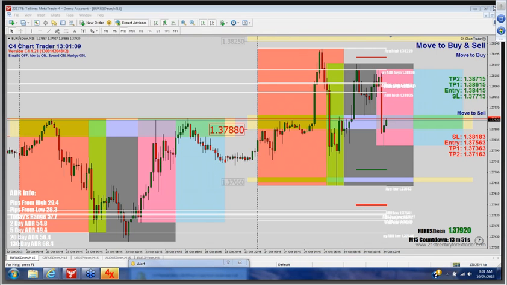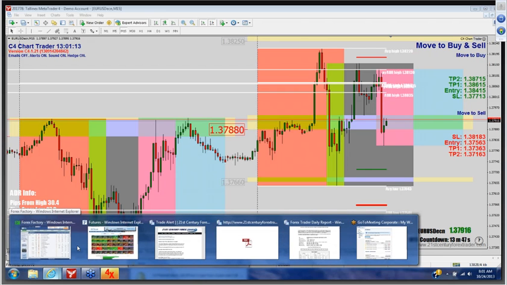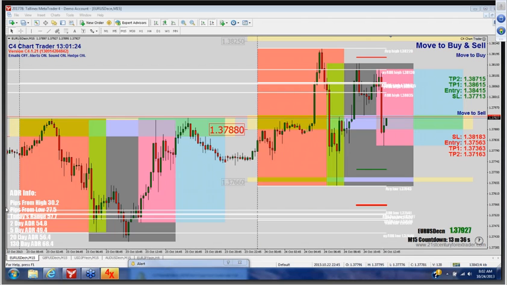Well, just chopping around. Even with news, we're still chopping around. Not a whole lot going on right now. So let's see here. Let's start with the Euro USD.